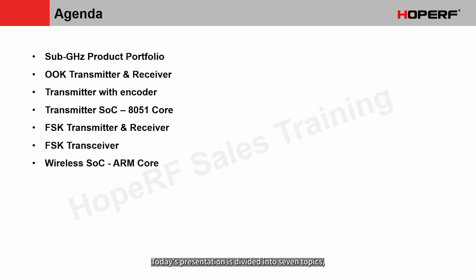Today's presentation is divided into 7 topics. Topic 1. Chip classification of the CMT Sub-1G product line. Topic 2. OOK modulation single transmitter and single receiver chips. Topic 3. Single transmitter chips with encoding. Topic 4. Single transmitter SoC chips. The single transmitter SoC series chips use an 8051 core.